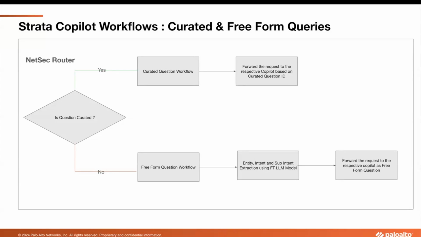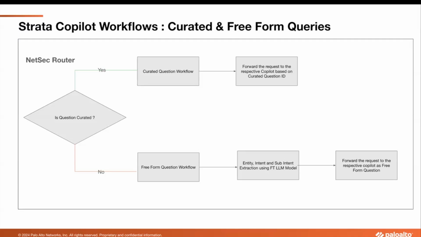Now, let's say that the user asked a free-form question or a paraphrased question, where the meaning is the same as the curated question, or it's just free-form. When the Copilot receives the request, it is considered a free-form request at the routing layer, and the NetSec router will make an LLM call, for which we are using a fine-tuned LLM model, to extract the entity, intent, and subintent out of that question. And based upon that information, Copilot will prepare a response for the query. It will go completely free-form, which means based upon the intent and subintent, the router will pick one of the Copilot services and then forward it to the corresponding Copilot service, where based upon the information that has been distributed from the router downstream, the Copilot service will prepare an answer and respond back.